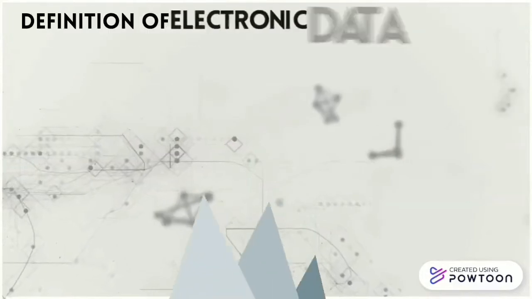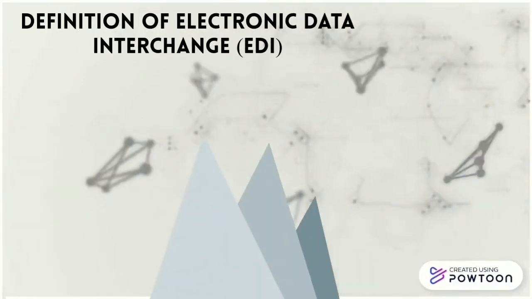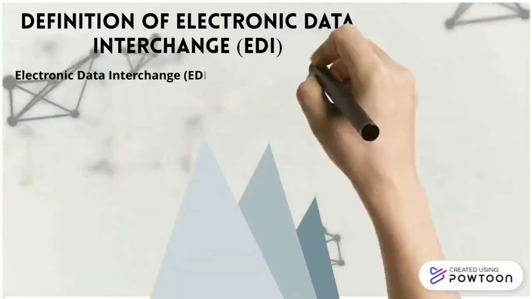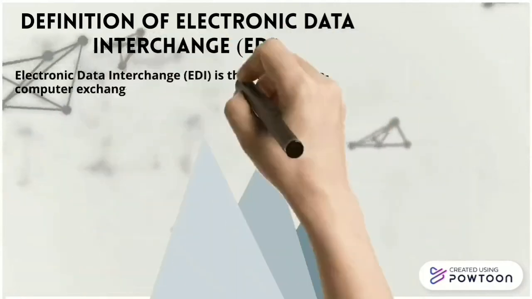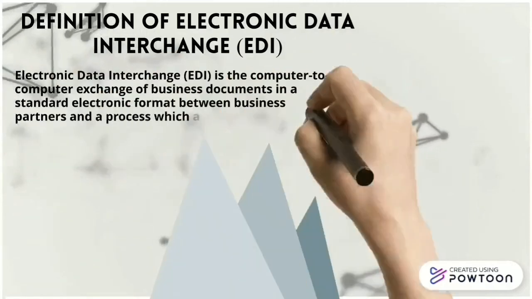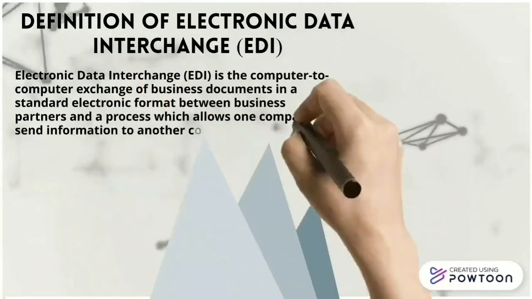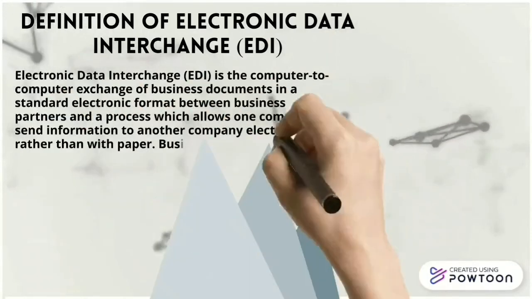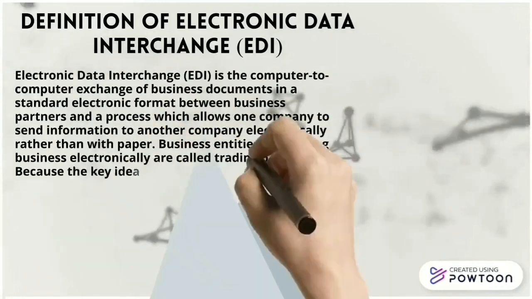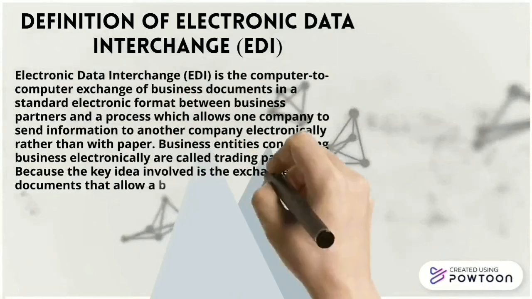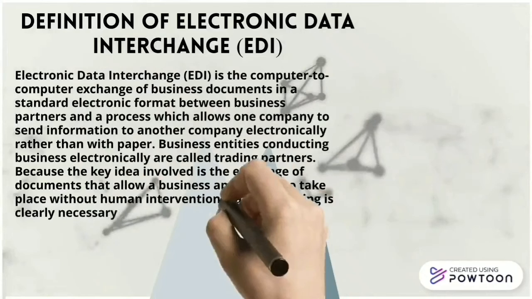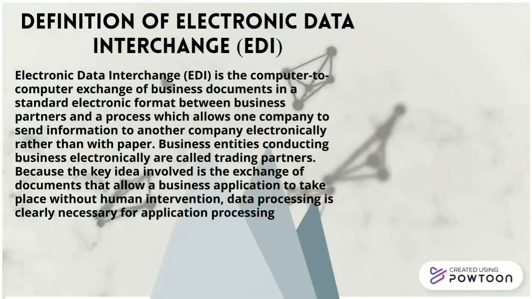Definition of Electronic Data Interchange (EDI). EDI is the computer-to-computer exchange of business documents in a standard electronic format between business partners, a process which allows one company to send information to another company electronically rather than with paper. Business entities conducting business electronically are called trading partners because the key idea involved is the exchange of documents that allow a business application to take place without human intervention.